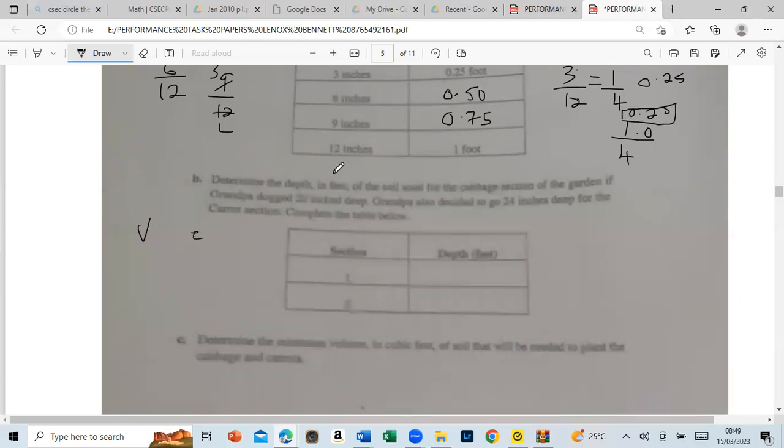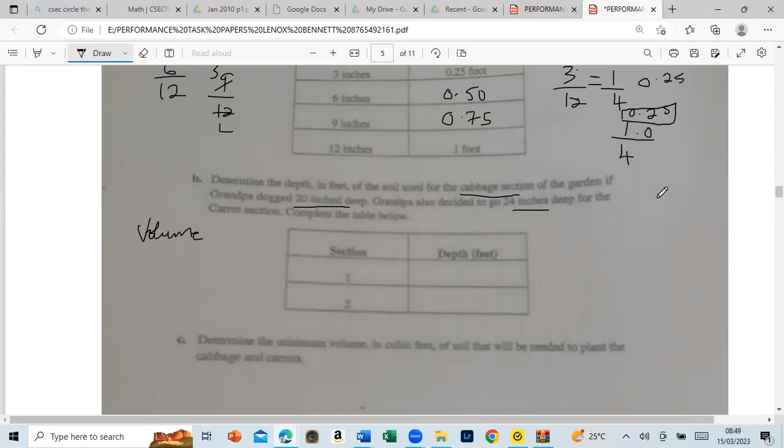And this says determine the depth in feet of the soil used for the cabbage section of the garden. Grandpa dug 12 inches deep. Grandpa also decided to go 24 inches deep for the carrot section. Complete the table below. Alright, so we know the height now because this is basically the height. However, we need to consider the area.